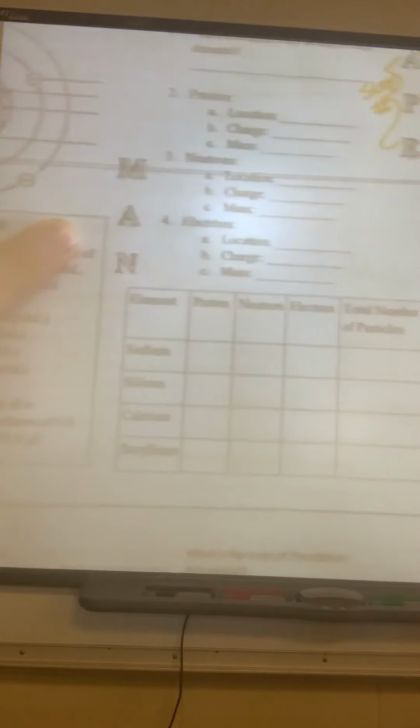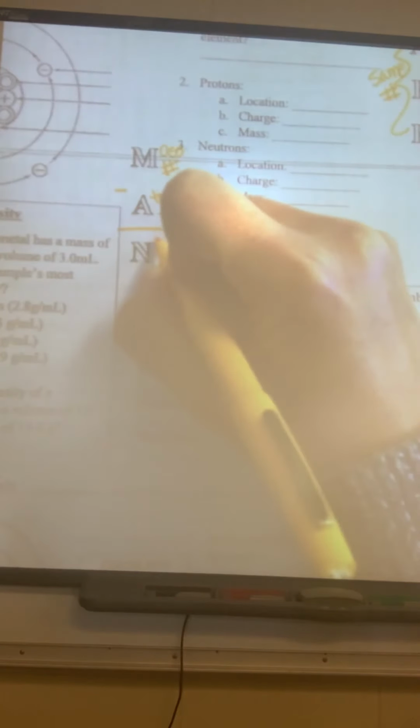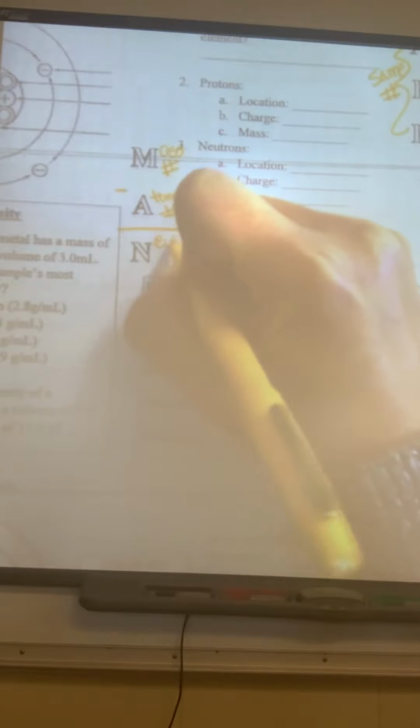All right, let's look at man, M-A-N. What's M? Mass number. What's my A? And what do I do to them? Subtract them to get the neutrons.